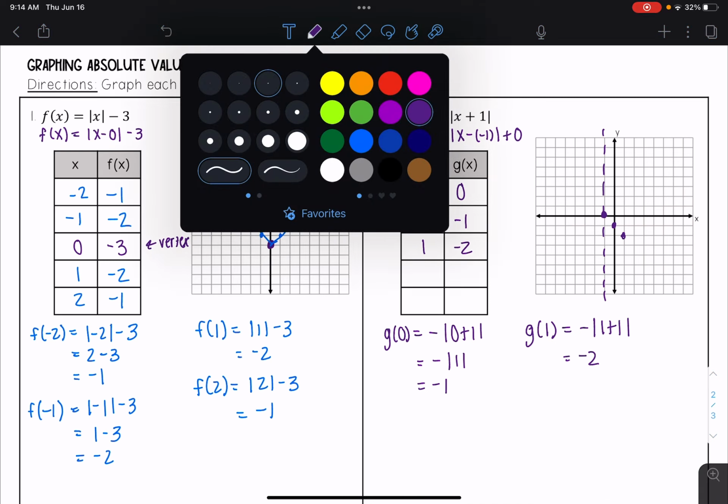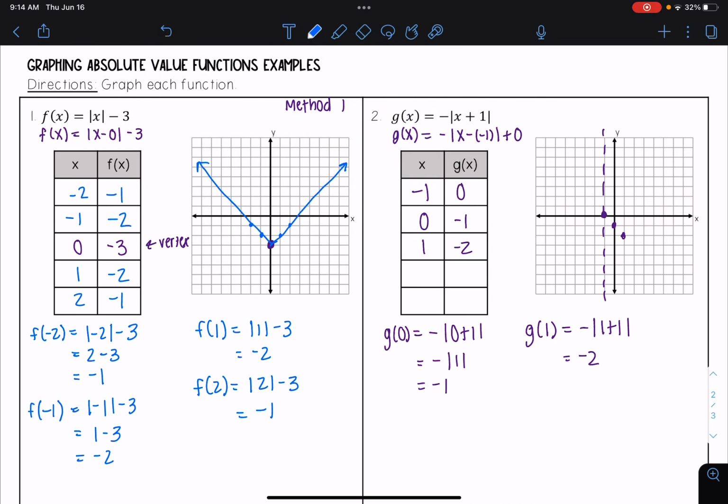And then now to get my points on the other side, I'm just going to reflect them across this axis of symmetry. And so reflecting this first purple point, I get this point right here. This next point is 2 away from the axis of symmetry, so I need to go 2 away in the opposite direction. And then I get my graph.